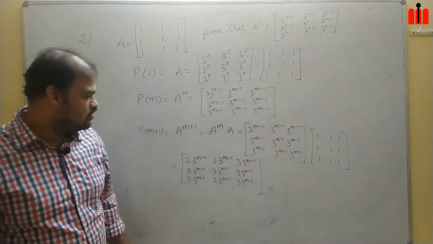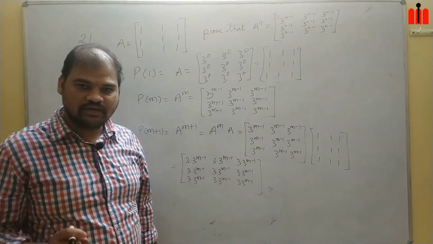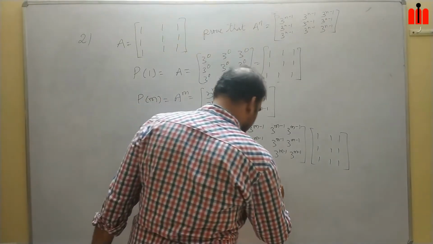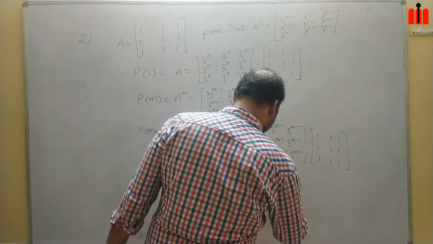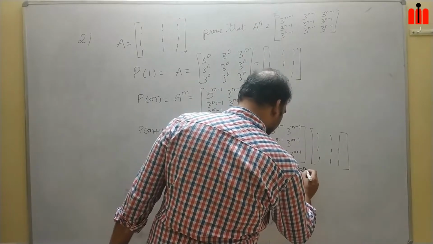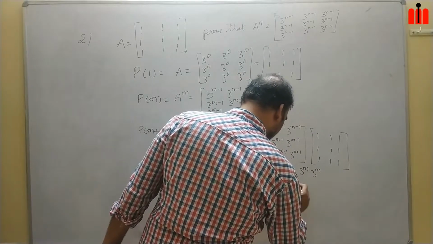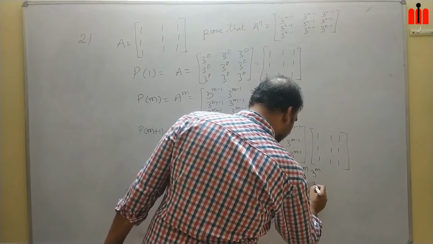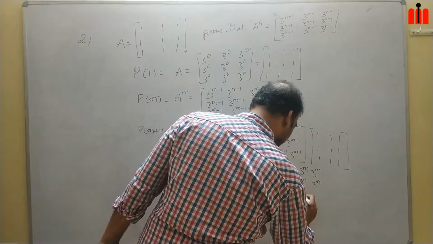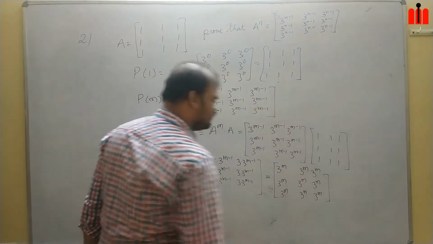Now 3 into 3 to the power of m minus 1 will become 3 to the power of m, right? So every entry of the matrix will be 3 to the power of m.